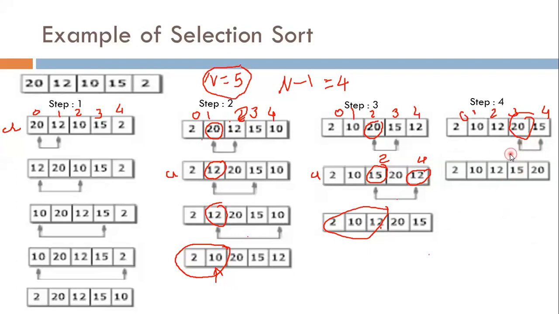After completion of step number 4, I get 4 elements all in sorted order. And the fourth element is already placed in the fourth position. Okay. Now check the answer. Check the last answer: 2, 10, 12, 15 and 20. This is already sorted. In such a way we can solve other examples.